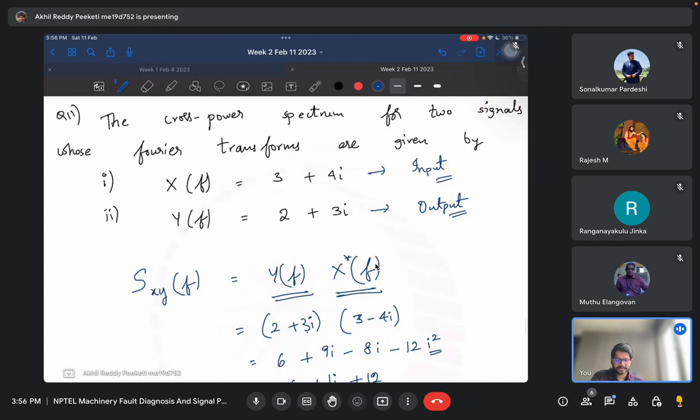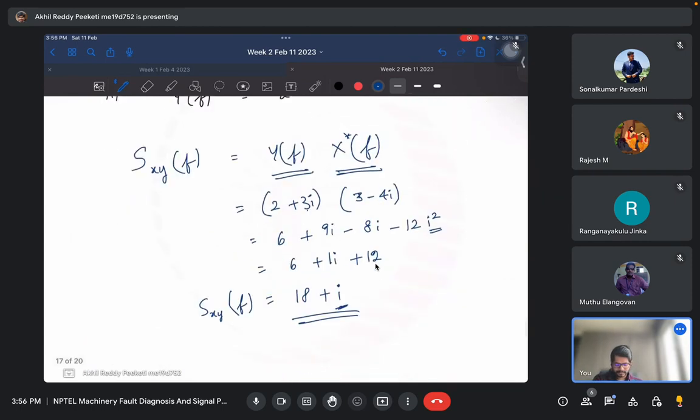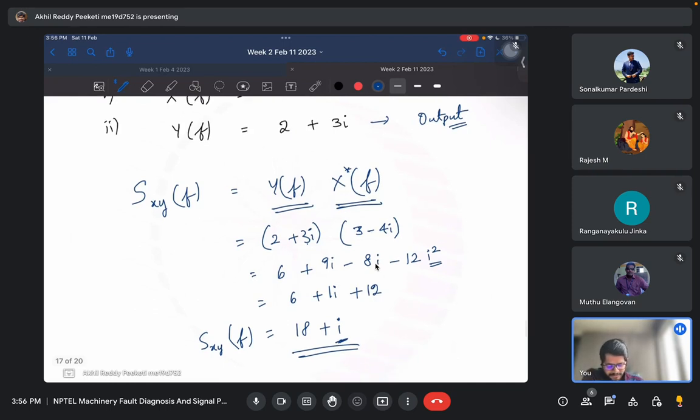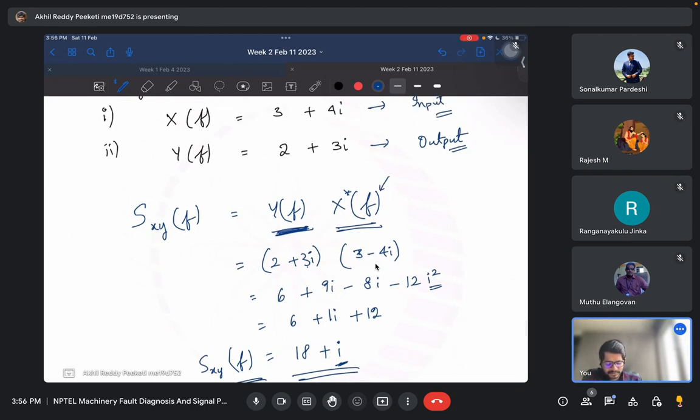And if you are looking at the cross power spectrum, this tells how two signals are related. You need to multiply the signal of one with the complex conjugate of the other signal. Then you will get the cross power spectrum. So the signal times the complex conjugate of the other signal.